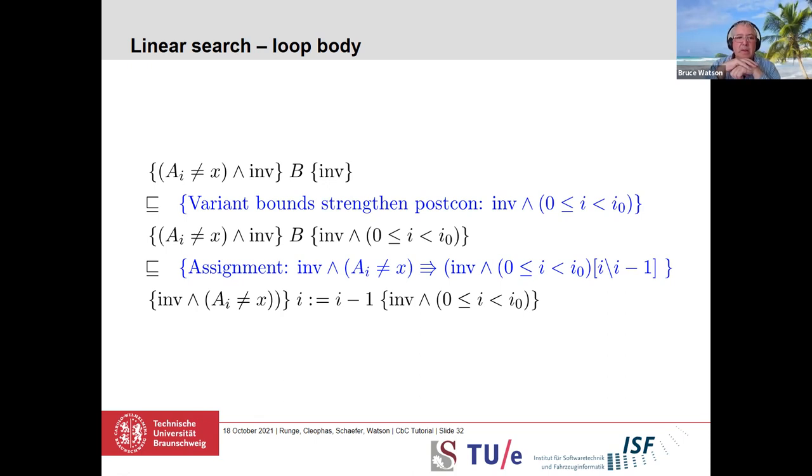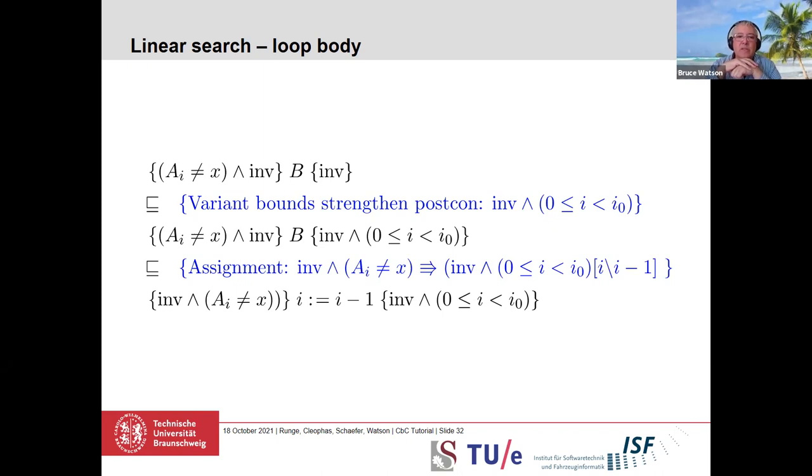As a quick reminder, the top line there is what we had as the body of the loop from the previous slide. It basically says, well, we already know that a subscript I is not equal to X. The reason we know that is we wouldn't be in the body of the loop if it were the case, right? The whole reason that we're inside the body of the loop is that the while condition is true, and that is the while condition.